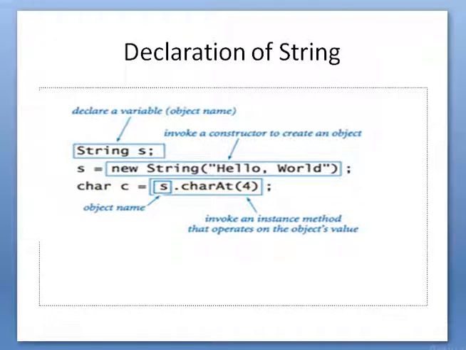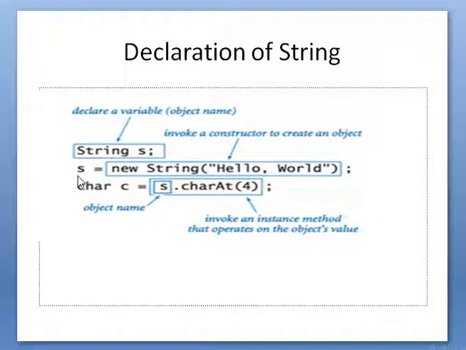So in this slide, we try to learn declaration of string. Here I am writing String s; where S is capital. So this s is an instance, or we can say a reference variable, of this class String. Okay, so declare a variable. Here I am declaring s as an instance variable of class String.